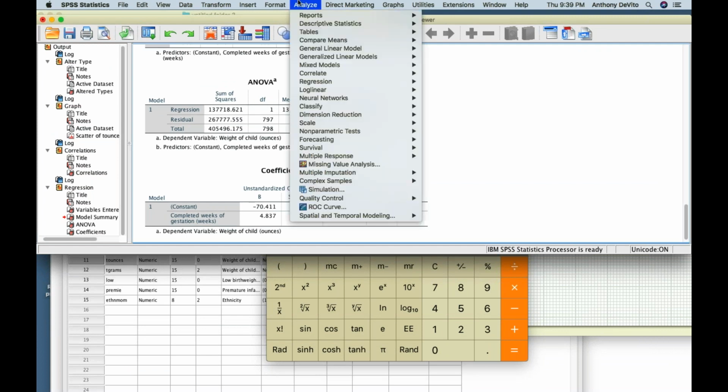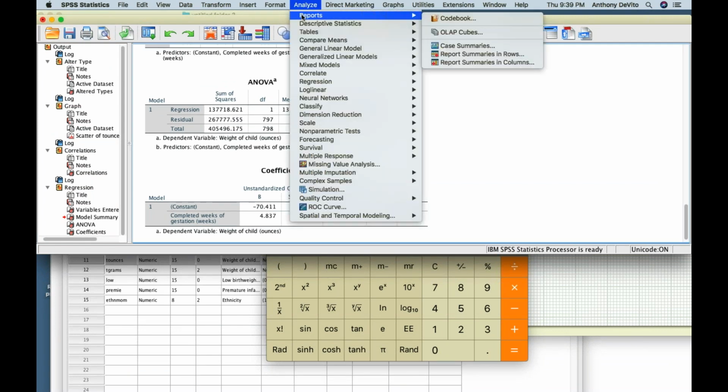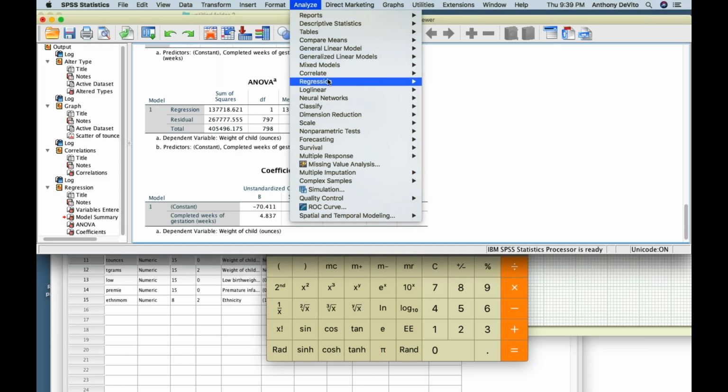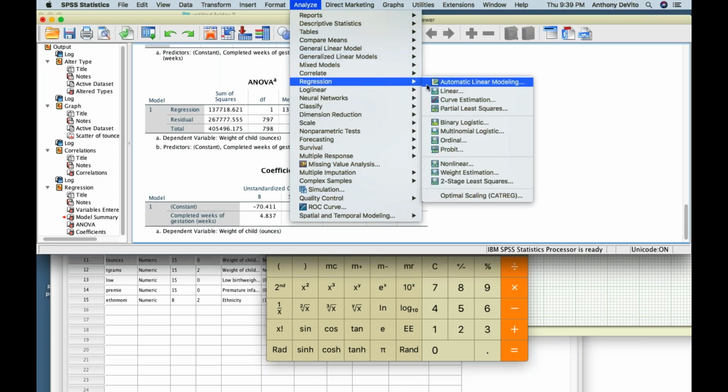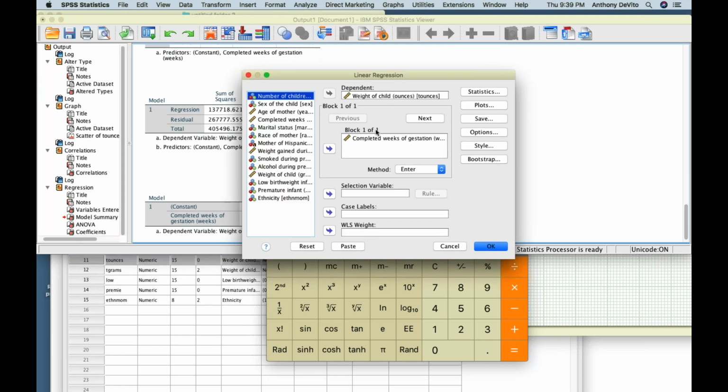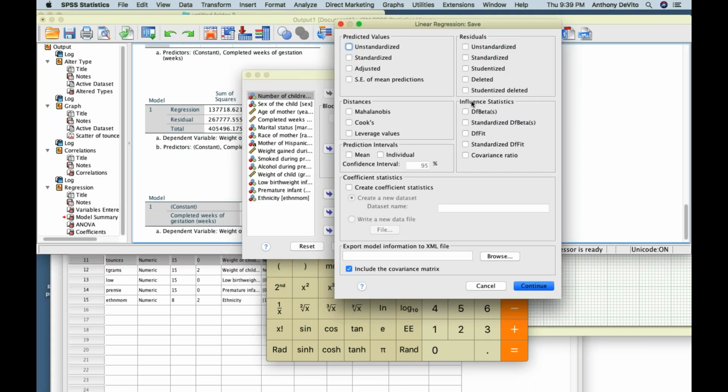So I'm going to go up here, analyze, regression, linear. Okay, and again, I have my independent variable and my dependent variable already selected. I'm going to go to this button called Save. We haven't used that much before. I'm going to click on Save.